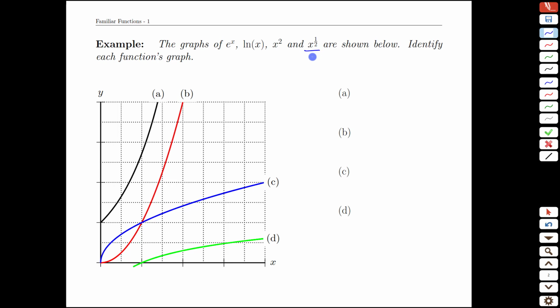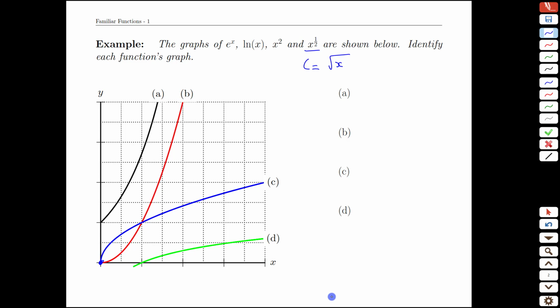All right, x to the 1/2 is also better known as the square root of x function. And one property of the square root of x function is that it goes through 0, 0, because the square root of 0 is 0. And it's also the inverse of the x squared function, which is a parabola.